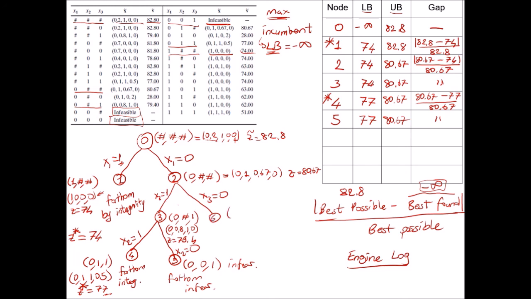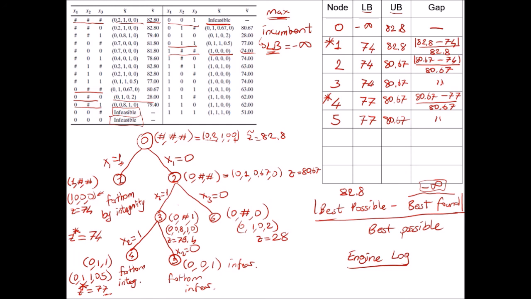And here in this branch, what is the value of x1? It is fixed to 0. What about x2? It is free. What about x3? It's fixed to 0. Okay, 0, free, and 0. And if you look at this one, the solution is this, 0, 1, 0, 2. And the value of z here is 28.